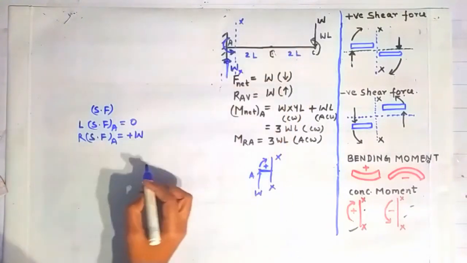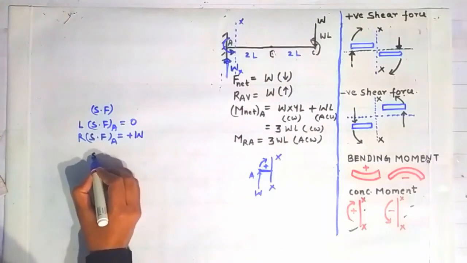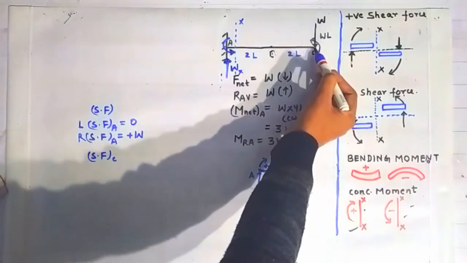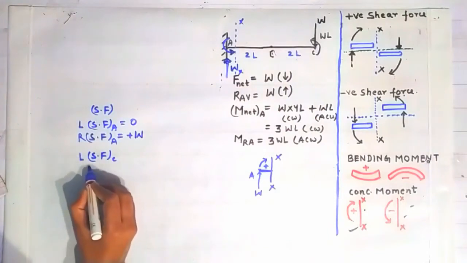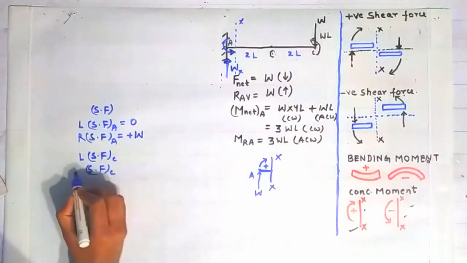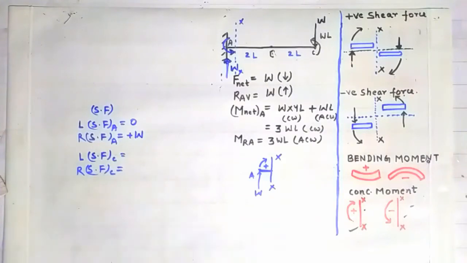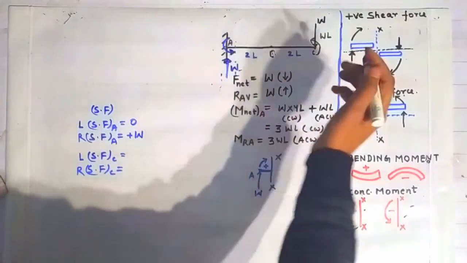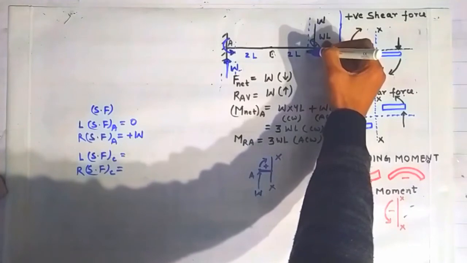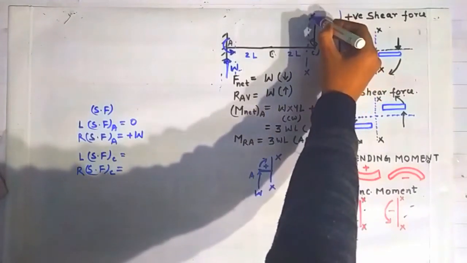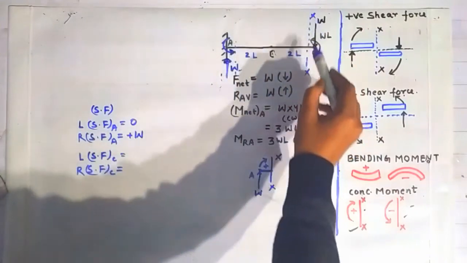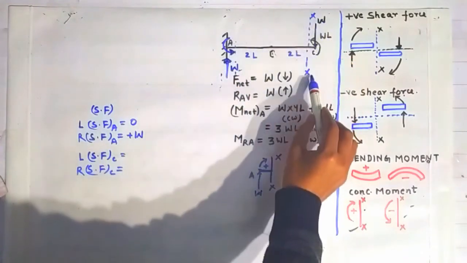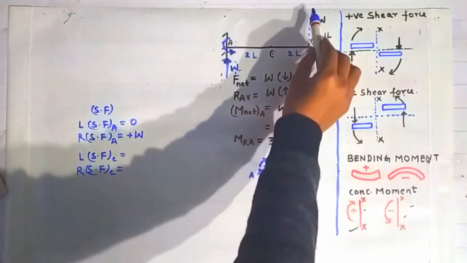Because of this concentrated moment there will be no shear force about this section XX. Now we will calculate the shear force at point C, because a concentrated load W is acting at this point C. That's why we will calculate the shear force on the left side of point C and on the right side of point C. So for the shear force on the left side of point C, we again follow the same procedure: we draw a section on the left side of point C, very close to this point C. Now look on the left side of this section XX: only this load is contributing toward the shear force at this section XX, and because of this moment there will be no shear force about this section XX.